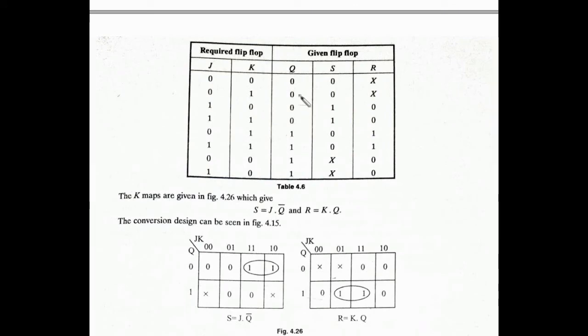Now first we consider SR. When S is 0, R is not known, don't care, and Q is 0, we find that JK is 0 0. 0 0 0 1 1 0 1 1 0. Okay.